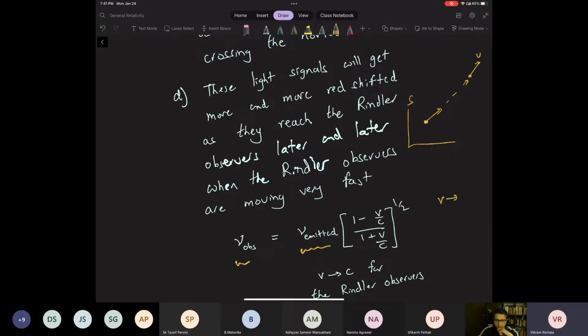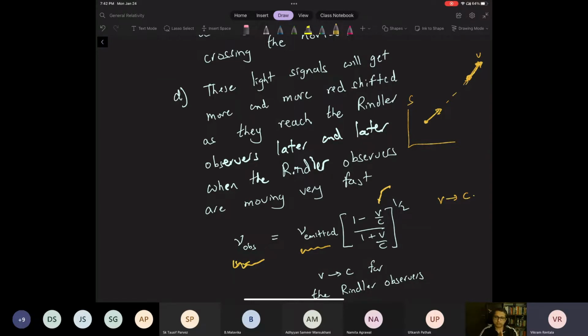So if v goes close to the speed of light, the observed frequency that this observer receives will go almost to 0. Which means if you send visible light, depending on how late this observer receives it, they're traveling very fast and getting closer to the speed of light. That visible light will become long wavelength, it'll become microwave, then radio wave, and so on. You'll get stretched to longer and longer wavelengths.